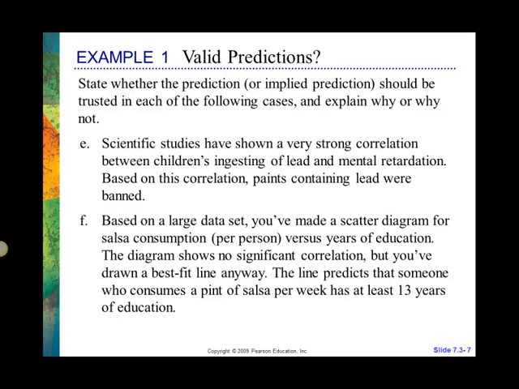The last one, a large data set. You've made a scatter diagram of salsa consumption and education, and you've decided that people who eat a pint of salsa have at least 13 years of education. Well, those two things have no relationship, so it makes no sense to compare them. Making predictions from how much education you have to how much salsa you eat doesn't make a lot of sense, because there's no relationship between those two things. There may be a coincidental relationship, but there's no real relationship between them. So you don't use it as a predictor.